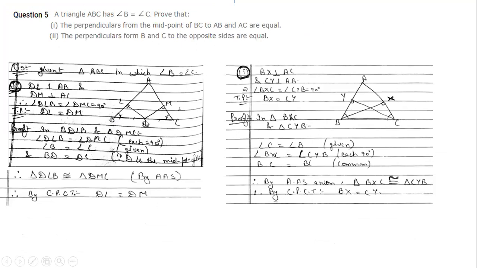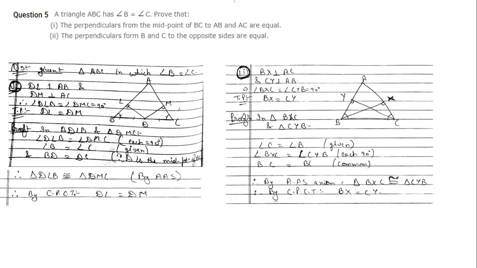That means first of all we have to take the midpoint of this BC. Let us suppose D is the midpoint. If D is the midpoint, that means it divides BC into two equal parts, BD and DC. Now from this D, draw a perpendicular DL on AB, draw a perpendicular DM on AC. According to the question, we have to prove this DM is equal to DL. This is the first thing we have to prove.